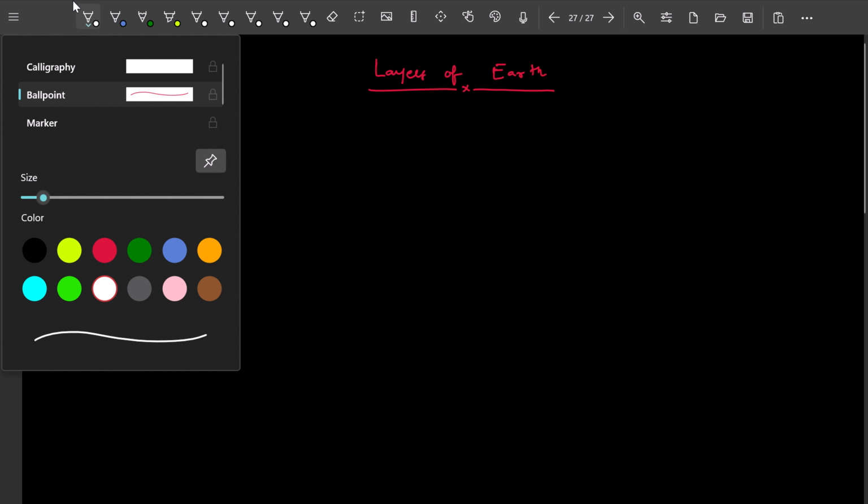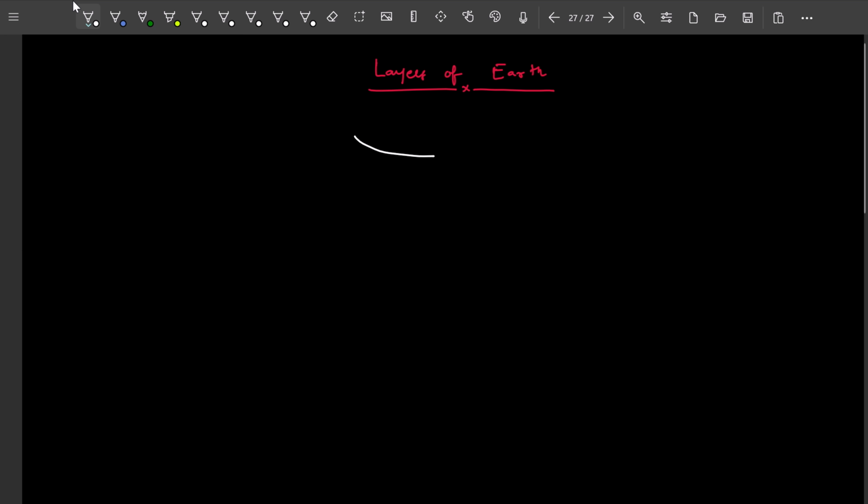Now what we will see is the different layers of the earth. Let us consider this to be an earth, like this. This is an earth.